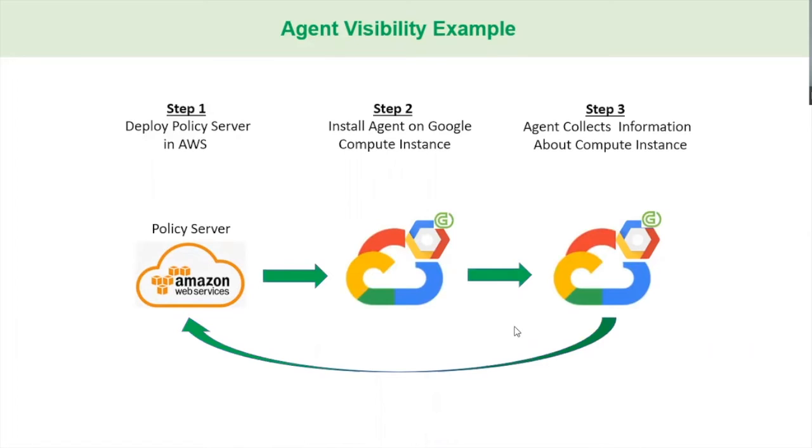This option, of course, does not rely on a connector to Google Cloud. This option does not rely on you deploying a sensor into Google Cloud. This is just applying an agent onto your Google Compute instances, and then the agent will collect all that information and it will send that information back to your policy server. Again, using these different cloud service providers are for illustrative purposes only. The goal here is you should be able to mix and match this to meet your environment and your needs.